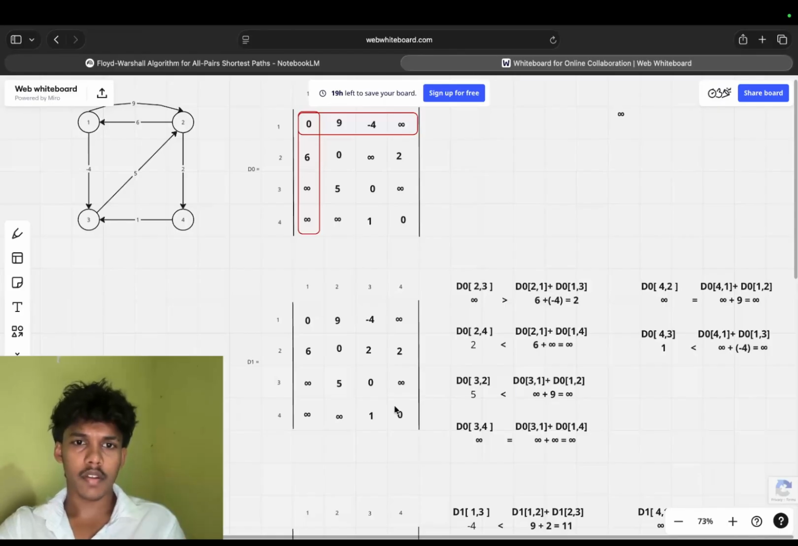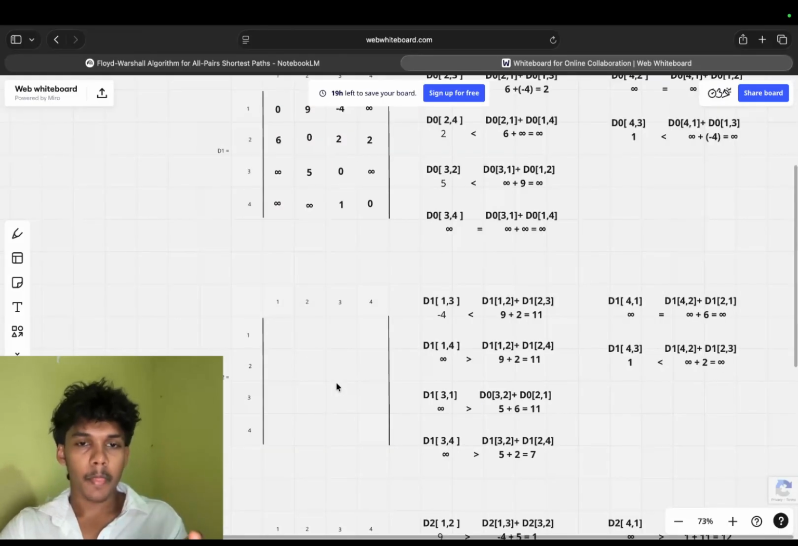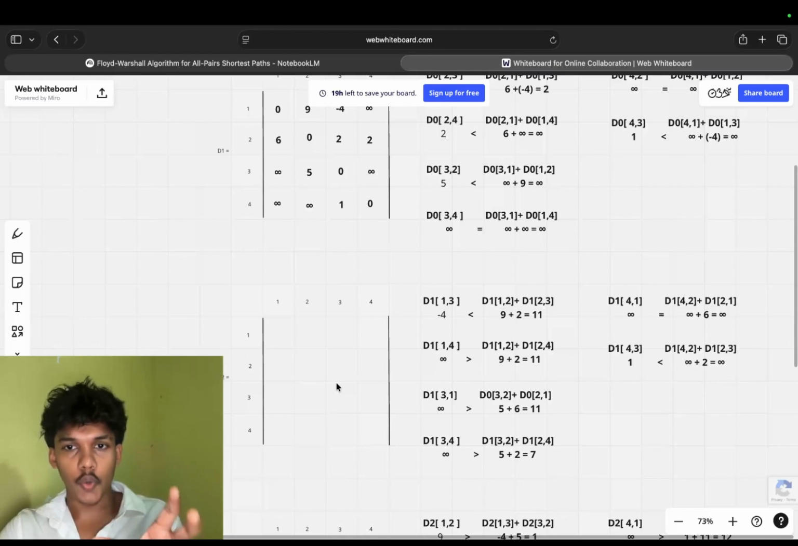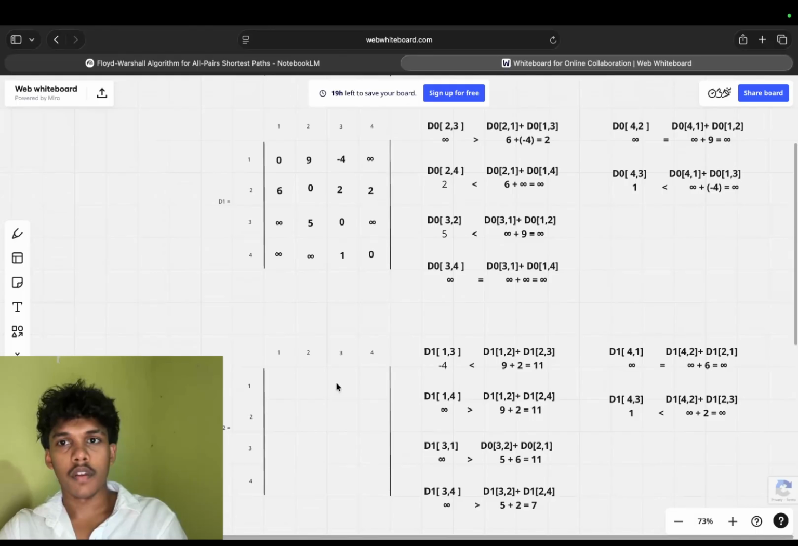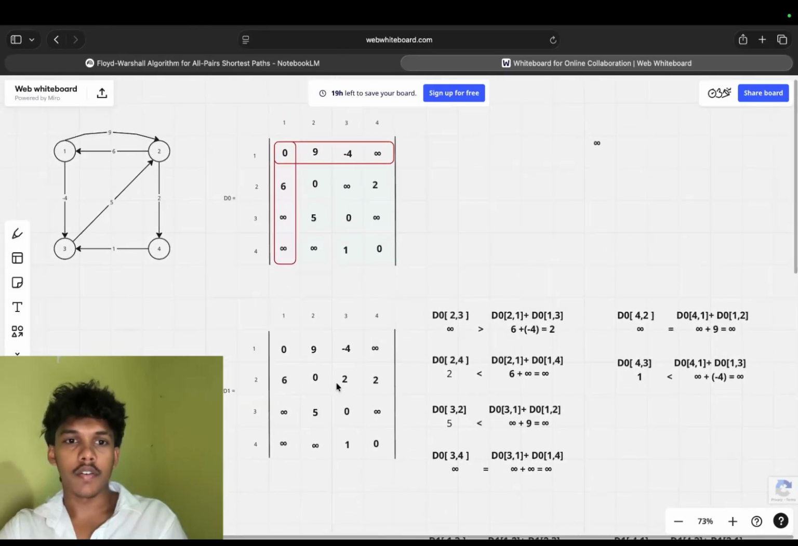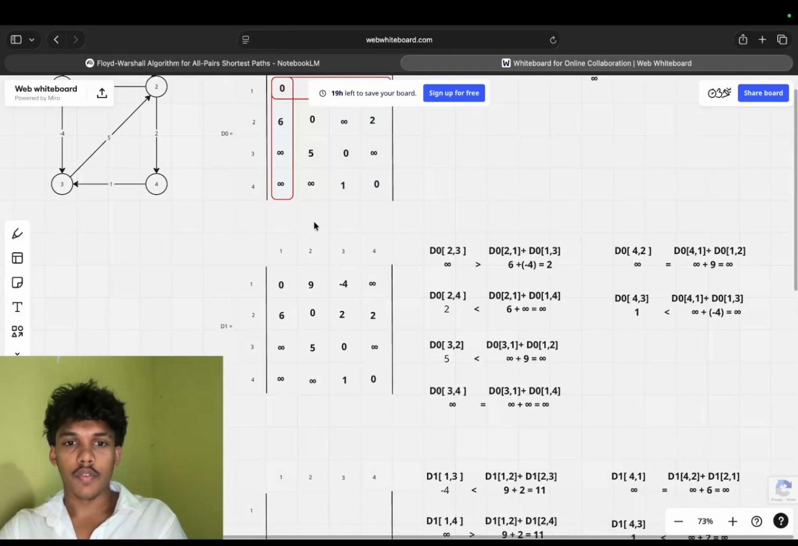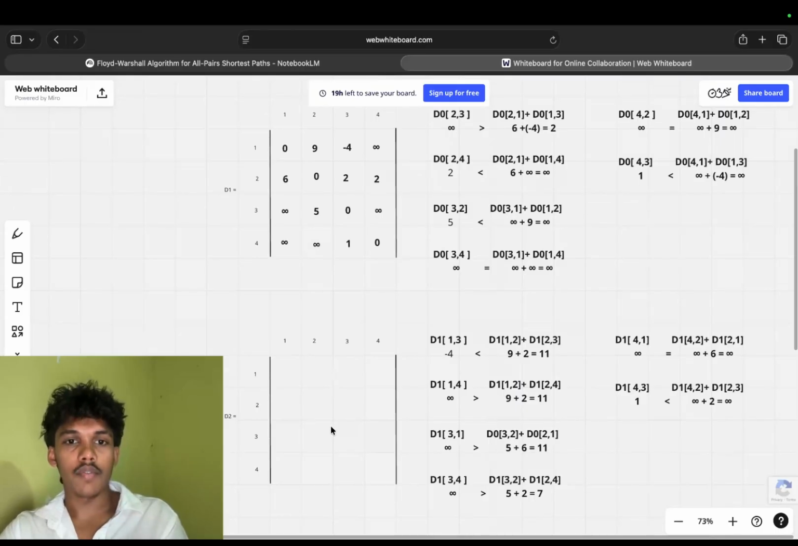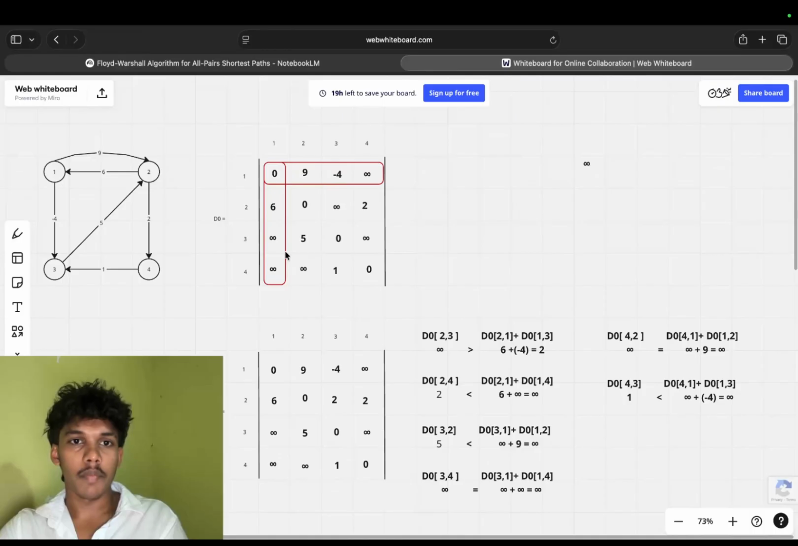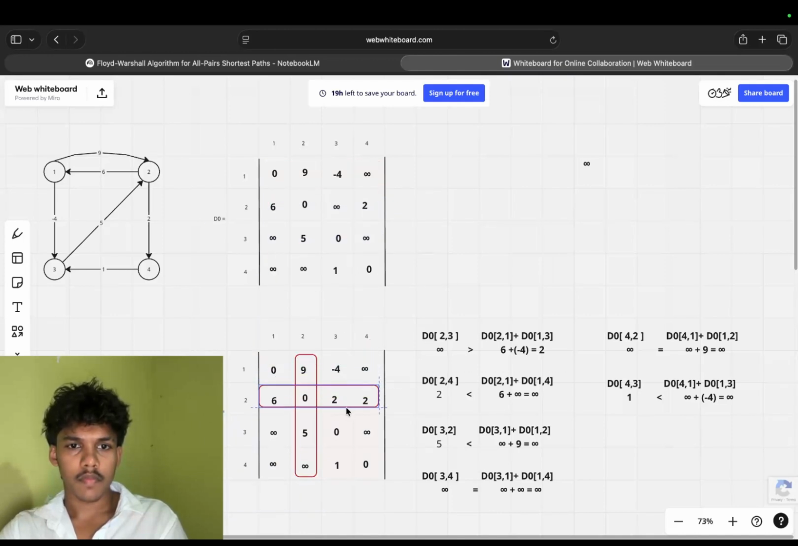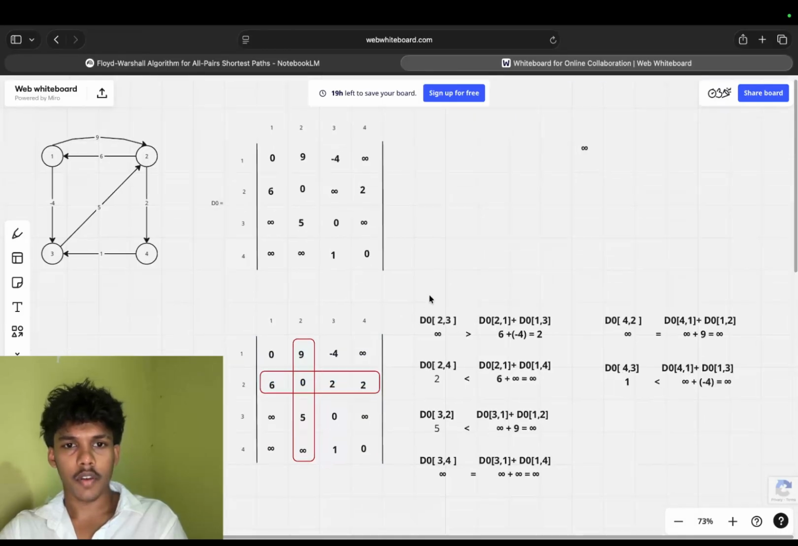Now we will fill out the D2 matrix, where the middle element is 2. What we have to keep in mind is that when we filled out the D1 matrix, we referred to the D0 matrix. So when we are filling out the D2 matrix, we have to refer to the D1 matrix. All right, so since the middle element is 2 here, we will set our working column and working row as 2 in the D1 matrix, just like that.